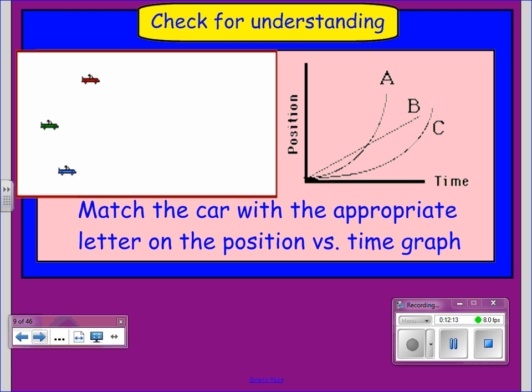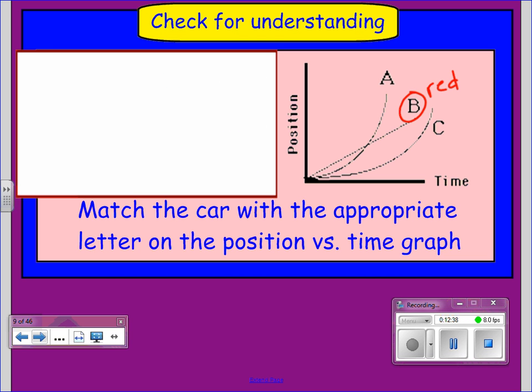If you could block out the green and the blue car, just look at the red. It looks like the red is moving at a constant velocity. So the red car must be corresponding to graph B, because it's got a linear line, indicating that it's moving at a constant velocity. Now let's just look at the green and the blue. The blue car is the one that catches up to red first. There it is, and then it soon quickly passes.